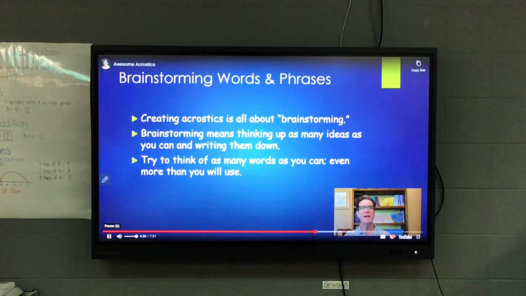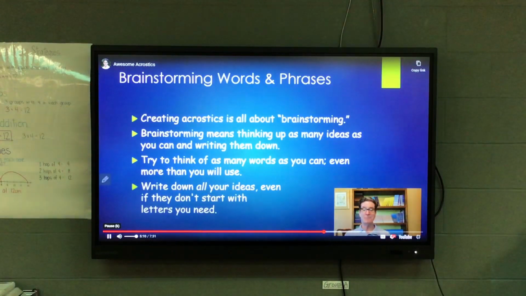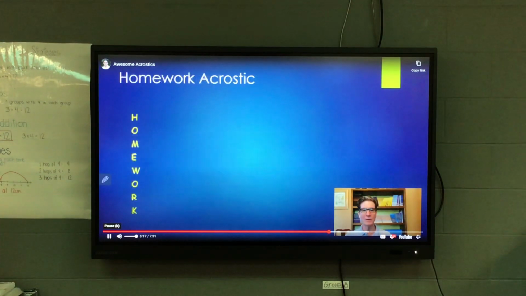Like the word homework has 8 letters in it, but I thought of a bunch more that I could use than that. And that way you've got multiple different ideas to choose from for any given line. And remember, write down all your ideas, even if they don't start with letters that you need. Okay, so back to our homework acrostic. We've got the word written down vertically. Now we just need to brainstorm some ideas, come up with some other words and phrases that have to do with homework. Well, here are a few that I thought of.